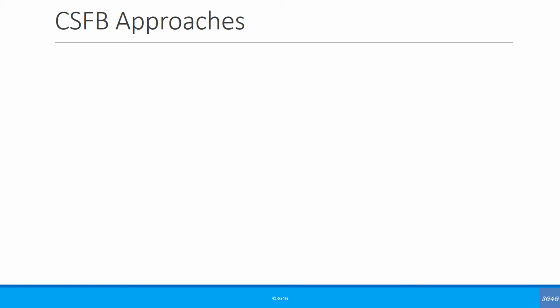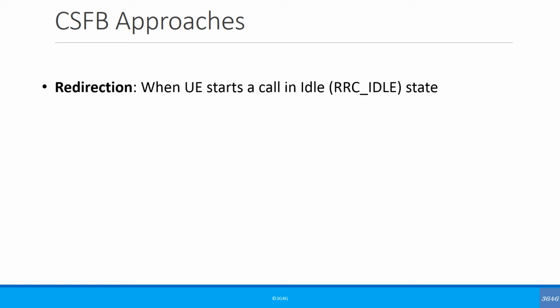Now there are two ways to actually do CS fallback. You can have redirection. So if the UE is in idle state and it either receives a paging or it initiates a service request, then the LTE network would redirect it to the 3G or the 2G network. So this is called redirection.